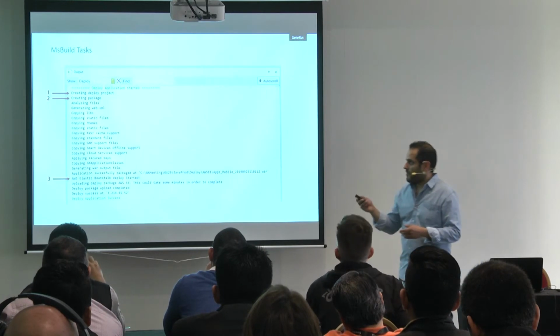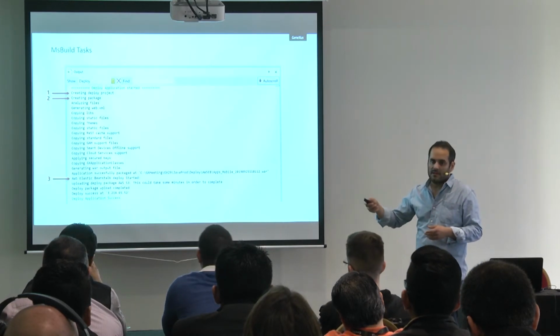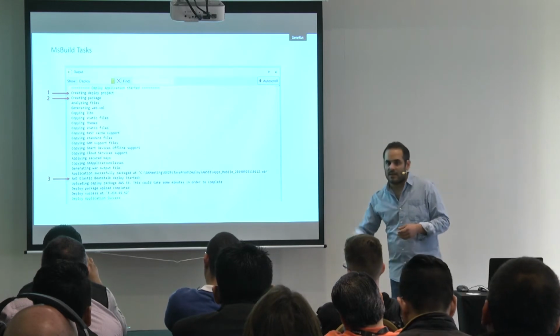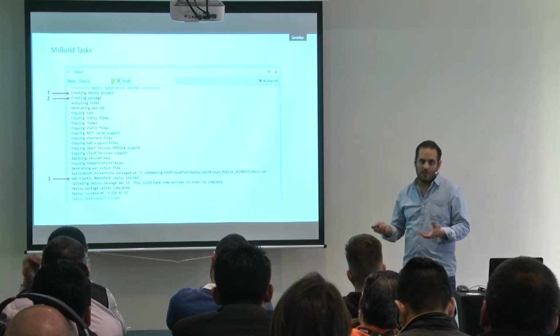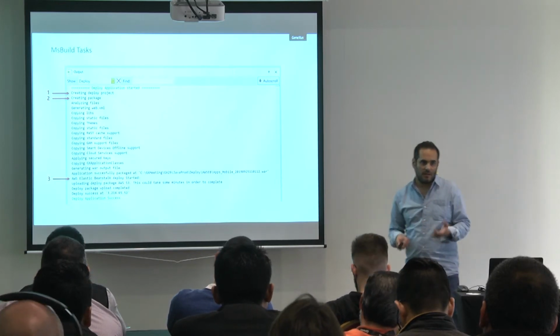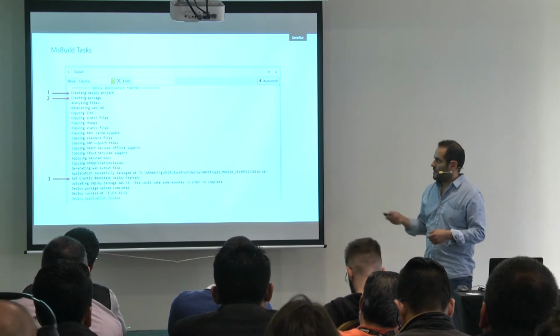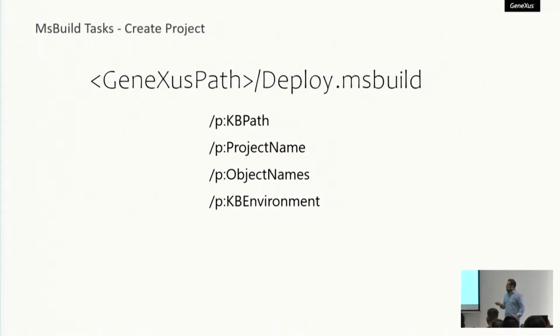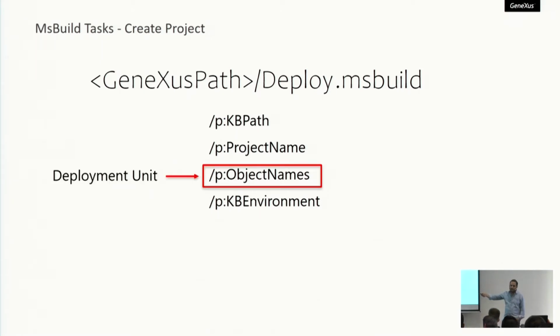So going back here, what you have to do then is to carry out these 3 tasks. In fact, in the practical course, we're going to see how to make this deploy with MS Build of what you did in the previous practical course. So the first thing is to create the project, and you do it with a file called deploy.msbuild, which is in the GeneXus installation, and with several parameters where you have the path, the project name, the object that we're going to deploy, and this is, we're going to go to the deployment unit, and we could put names of objects, web panels, and so on. And then environment.